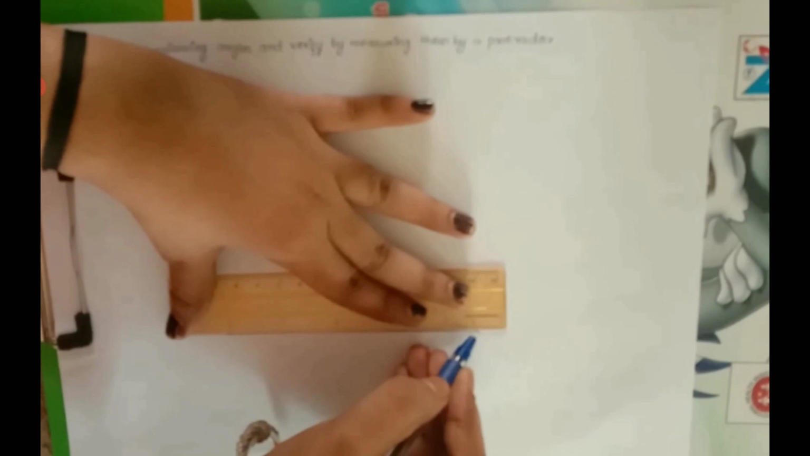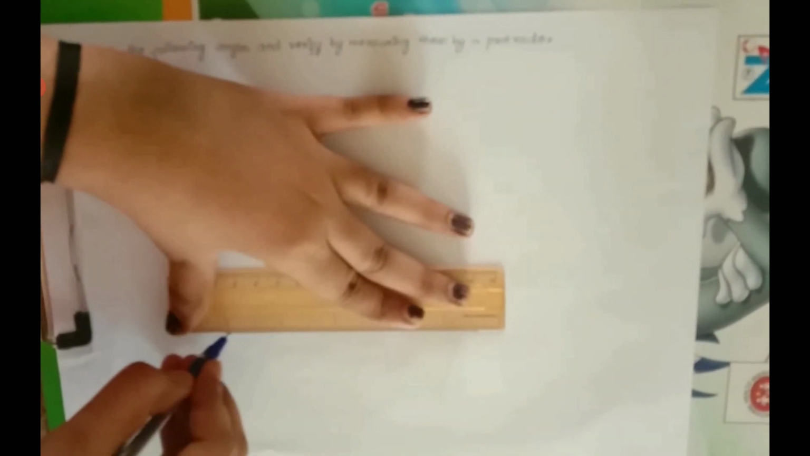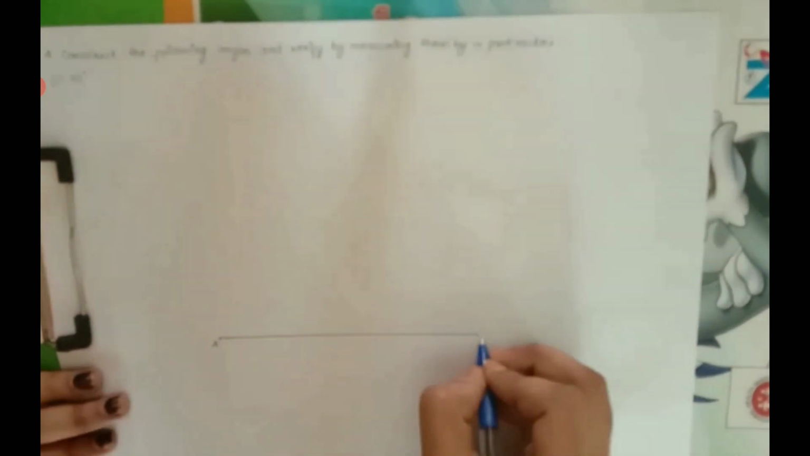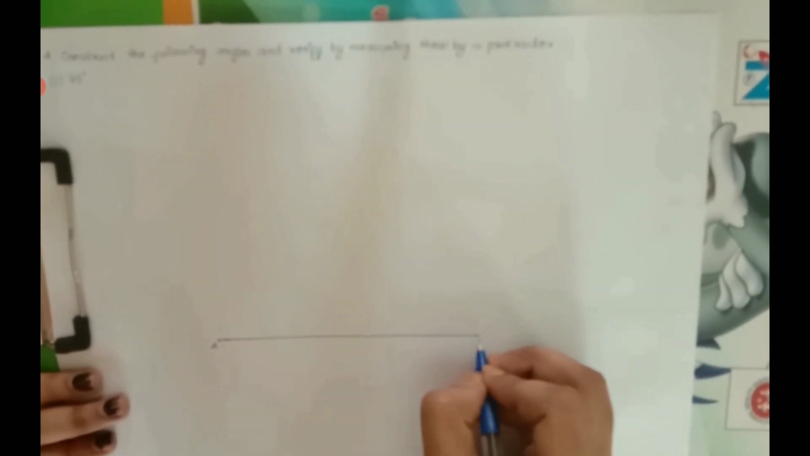First you draw the line of convenient length. Here let us draw the line of convenient length. Draw the line, and line is drawn here. So you observe the line and name the line. So A is the initial point. It is a line AB. At a point A, we have to construct 90 degree angle and 60 degree angle.